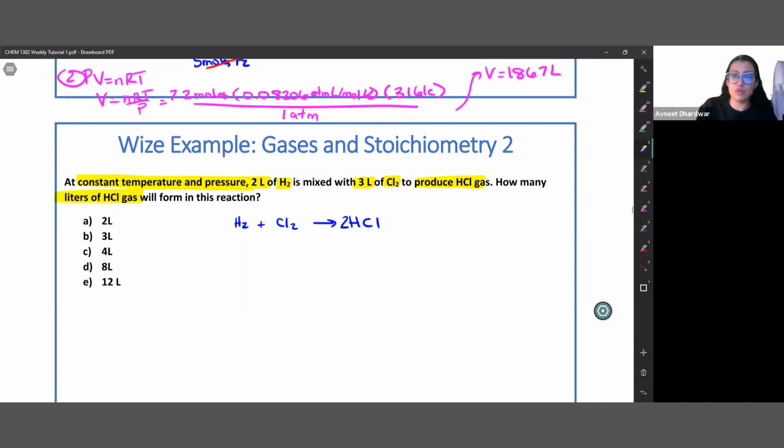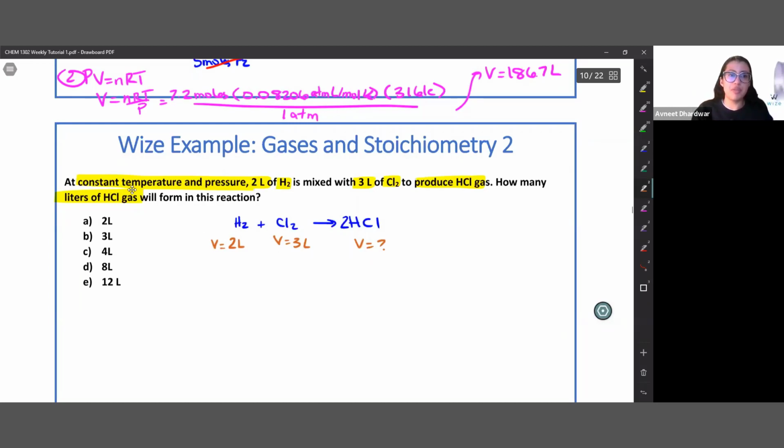Okay, so the next thing we're told is volume. So we're told we have 2 liters here as the volume and 3 liters here as the volume. And we're asked, what is the volume of HCl, hydrochloric gas in this case. So now, do I have to convert to moles of each and then figure out moles of my product and then figure out volume? Or is there a simpler way?